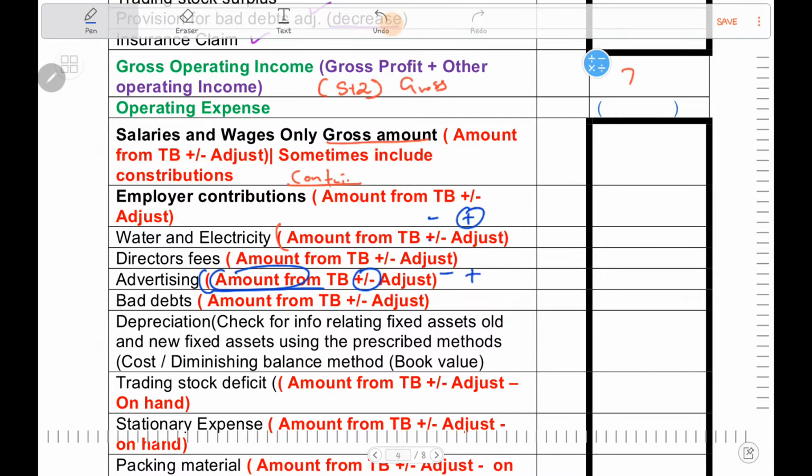Then let's talk about the bad debts. Even here, you are going to open the bracket, plug in the amount from the trial balance, then adjust it. In most cases, each time that we write off a debtor as irrecoverable, it means that bad debts will increase. So just know that the sign here will be positive. Do not put a negative. Then let's talk about director's fees.